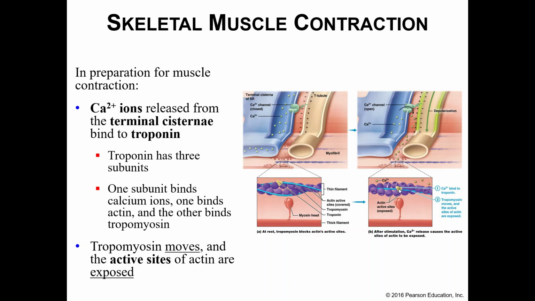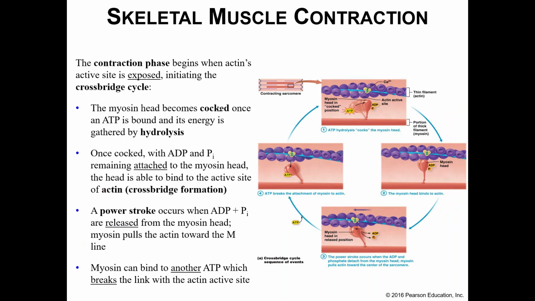Okay. Once calcium binds to troponin, tropomyosin gets pulled out of the way, which exposes the actin active sites. When the actin active sites are exposed, guess what can happen? Myosin heads can finally bind to the actin active sites. Okay? Which is our last step, contraction.